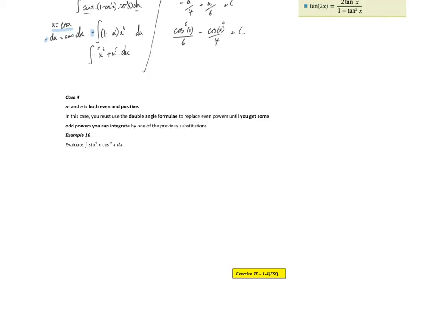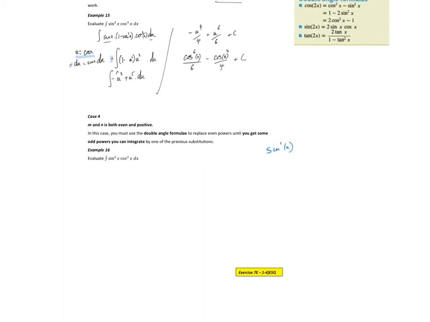Both even is just a little bit messier in the sense that we have to use the double angle form. So what is sine squared equal to? That's equal to 1/2 of 1 minus cos 2x. Cos squared x is equal to 1/2 of 1 plus cos 2x.